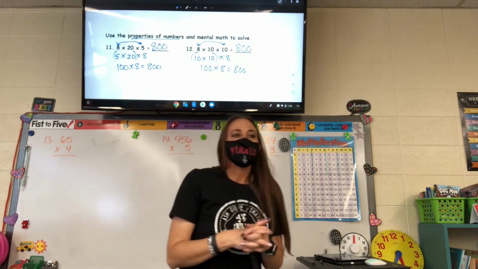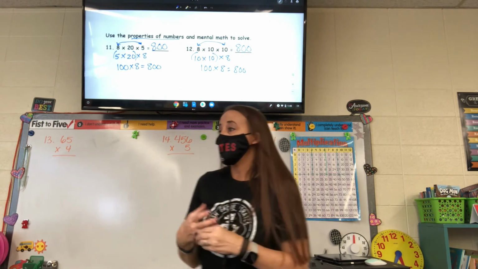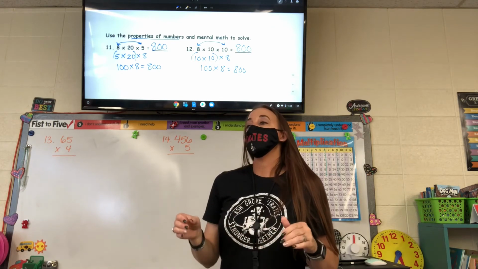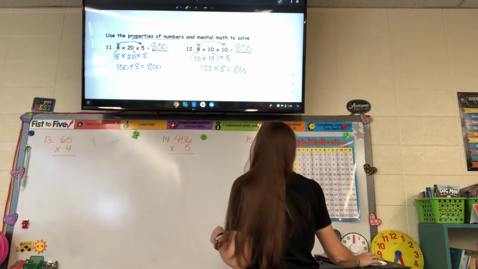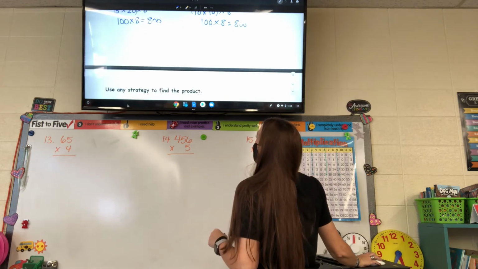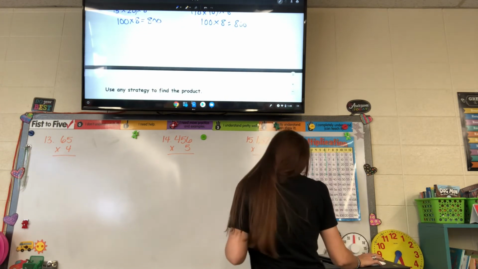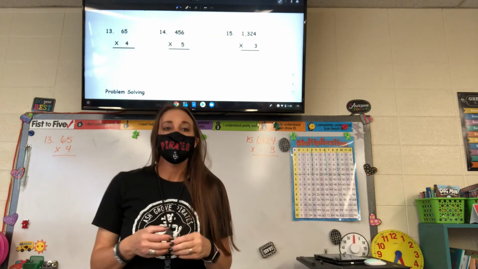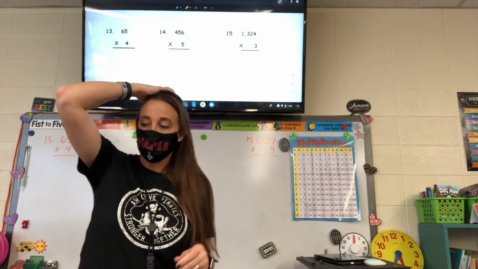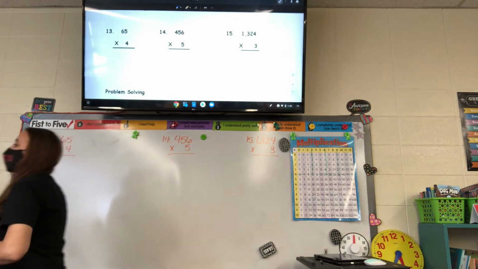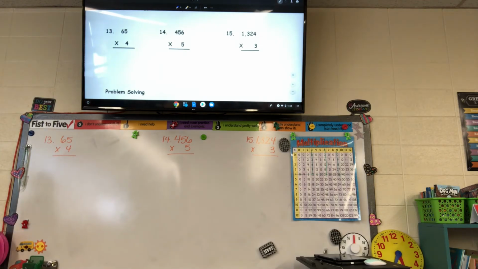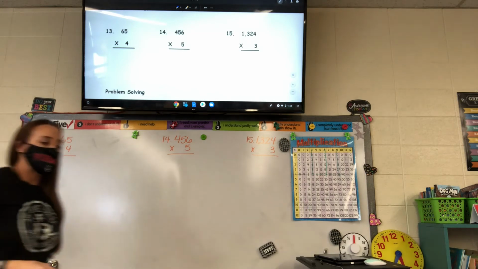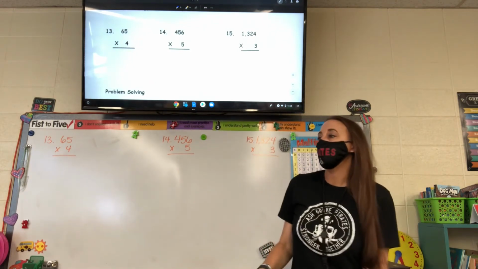Because it says any strategy, and we've learned a few different strategies to use, I'm going to do multiple strategies and let you only have to write down the one that you prefer. Can we use the same strategy in all of them? Yes. If you prefer to use models, you'll copy down the models that I write. If you prefer to do regrouping, the quick way, then you should copy that down.